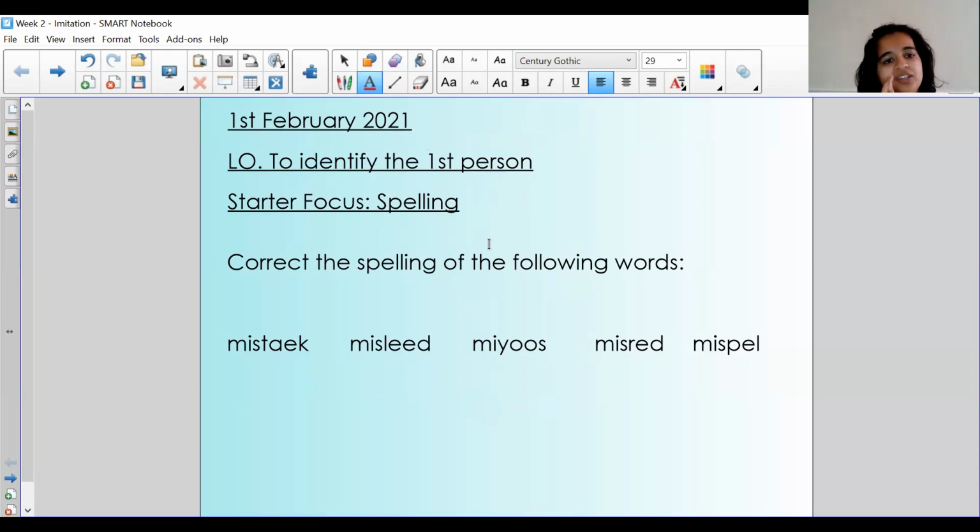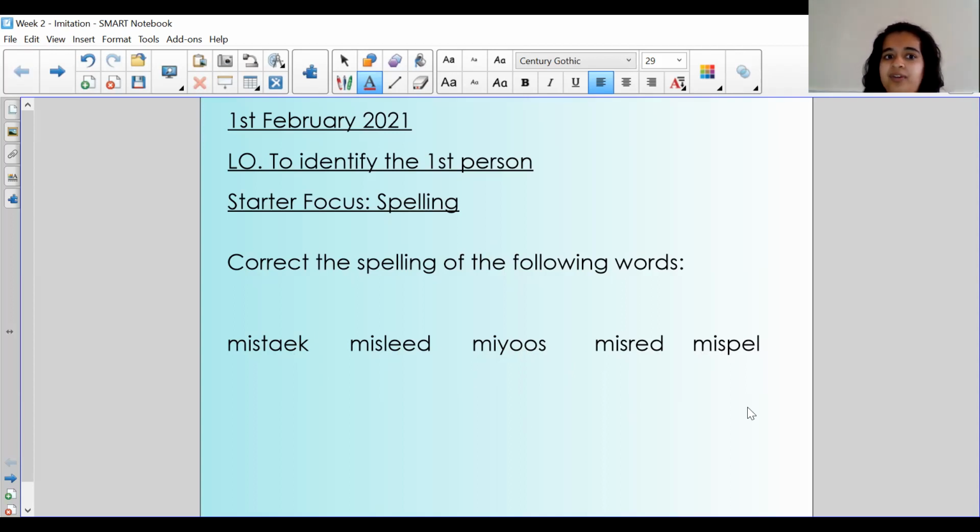All right. So our starter focus on a Monday is spelling, and I would like you to correct the spelling of the following words. Now, these are some of the words that you might have encountered from last week's spelling unit, and I'd like to take this chance to see if you remember the spelling of them. So we've got mistake, mislead, misuse, misread, and misspell. Okay. Remember the prefix mis?